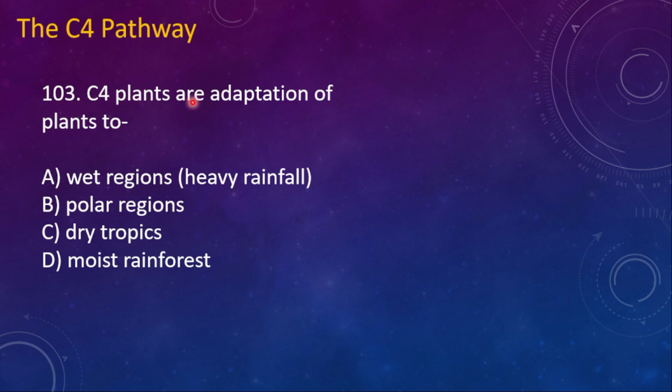103. C4 plants are an adaptation of the plants to A. wet regions, B. polar regions, C. dry tropics and then D. moist rainforest. So here the right option is dry tropics.